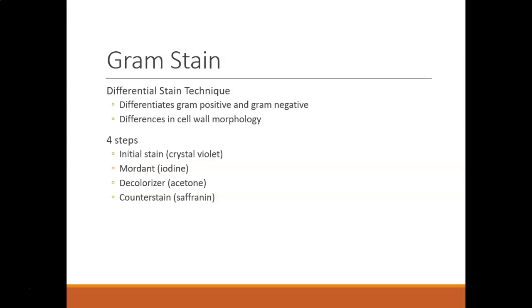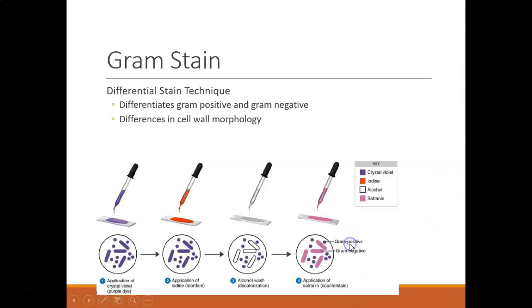And then you rinse with distilled water, and then we counterstain with safranin. Safranin is that light pink color. It's also a basic dye. And any cells that have been decolorized by the acetone are going to turn pink. And so those are all those gram-negative cells. So what we end up having is gram-positive purple cells and gram-negative pink cells.